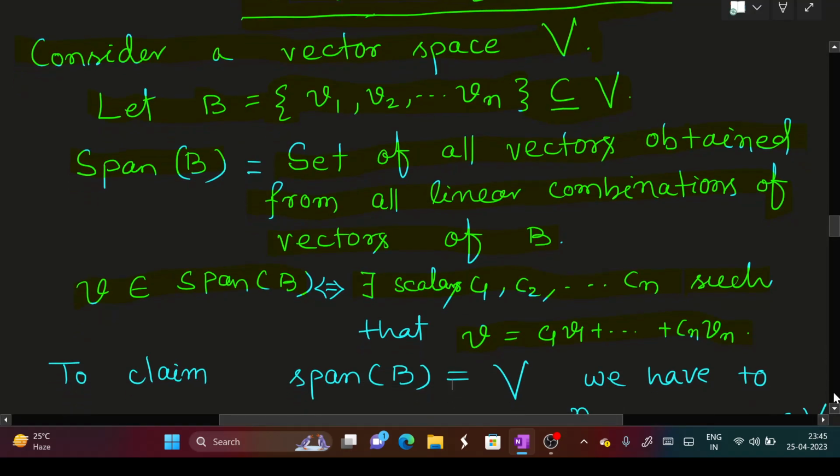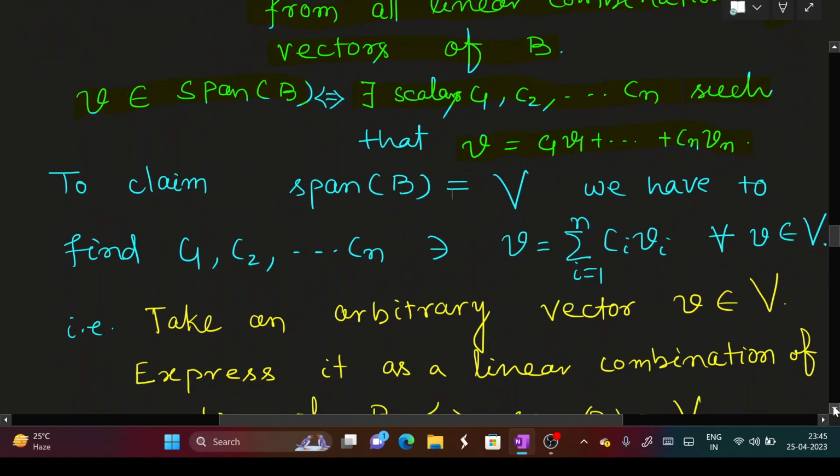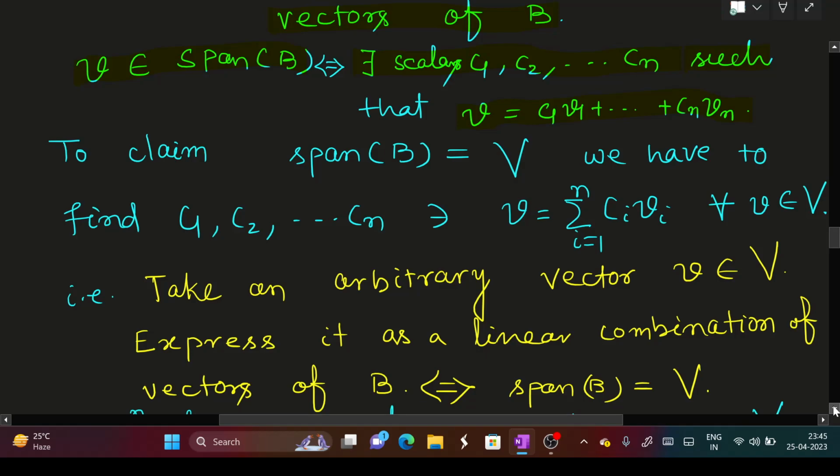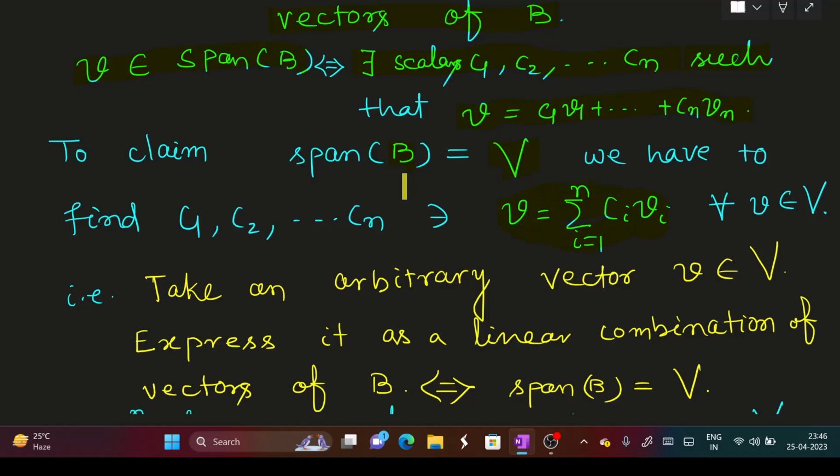Now the question is, how to claim that span of B is equal to the vector space V. You select any arbitrary vector from the vector space V and write it as a linear combination of vectors of B. If it can be written, then we can claim that V is span of B. Arbitrarily selecting any vector from V, if it can be expressed as a linear combination of vectors of B, then we can claim that V is a span of B. The same thing is written here.